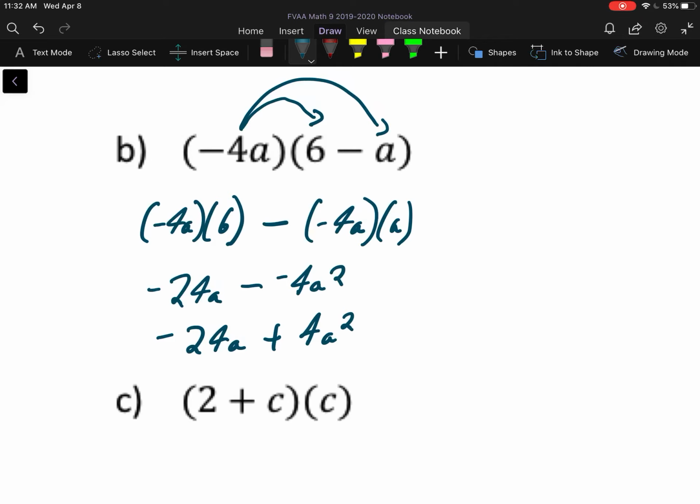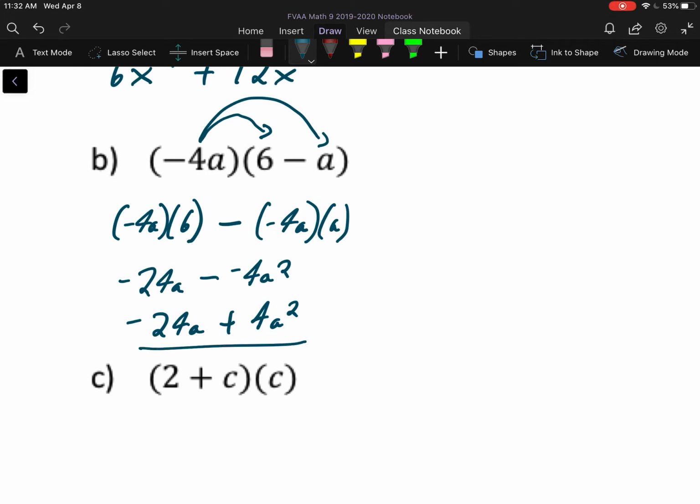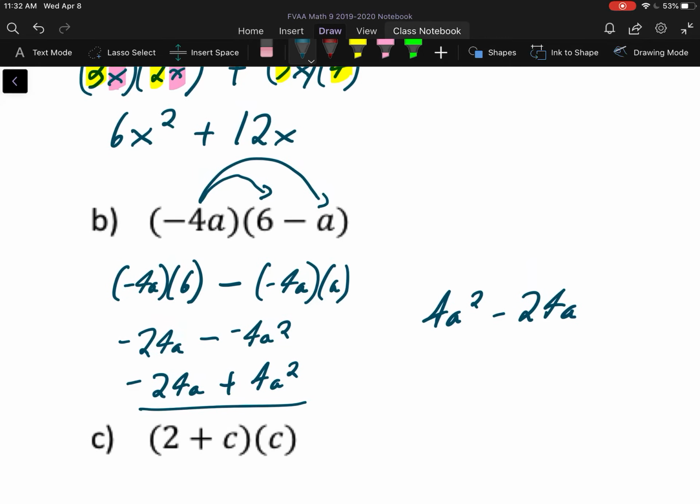Ideally I also want to order these by degree. So I would put the 4a squared in the front and the minus 24a as the second term. Best practice is to order your polynomials by degree of the terms.